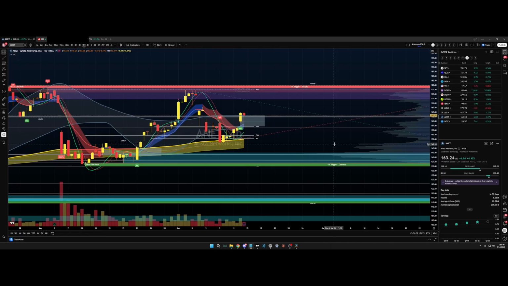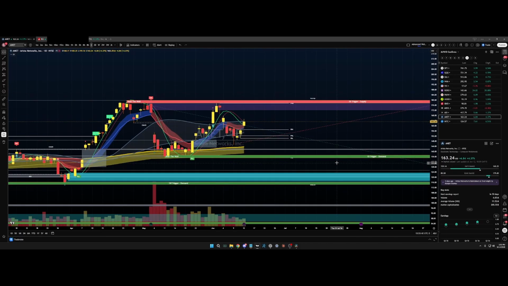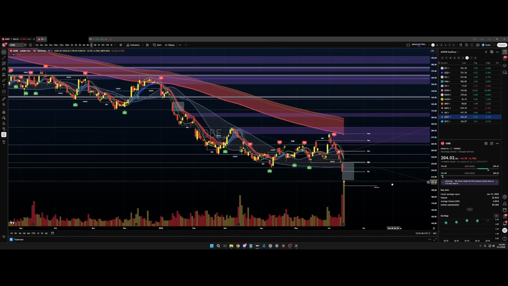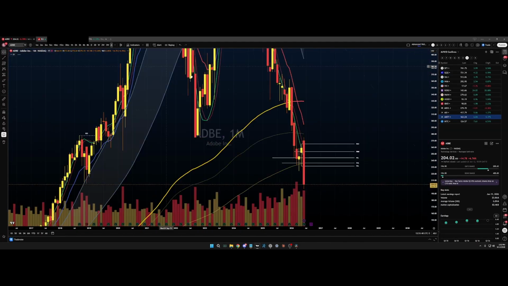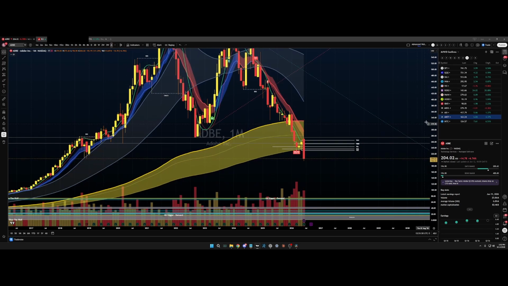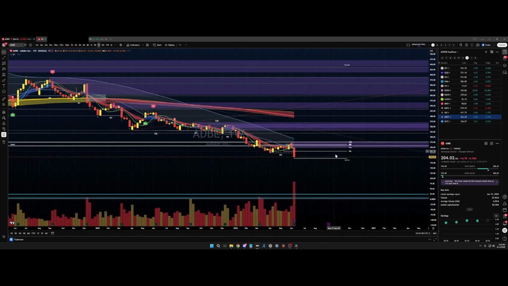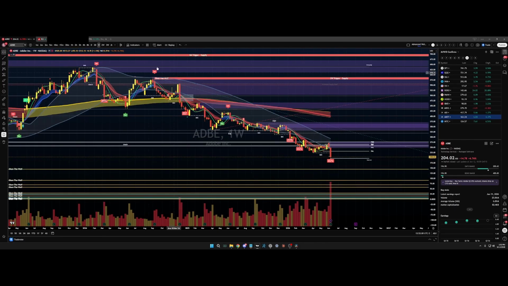Now let's go to a bad example of confirmation. All right, so here's Adobe, clearly under the 200 now, in a super crazy downtrend. So you already see what's happening. Alignment there, still bearish.